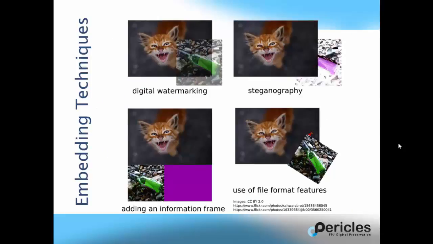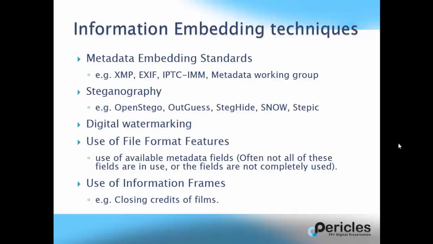Information embedding techniques are also numerous, with digital watermarking and steganography being the most prominent. There is a whole range of different software products on the market for steganography and digital watermarking. Steganography basically means the concealment of information within computer files. Other examples of information embedding include XMP, a typical example of metadata embedding, file format features, for example using metadata fields in a file format schema which are empty, and information frames, for example the closing credits of a movie.